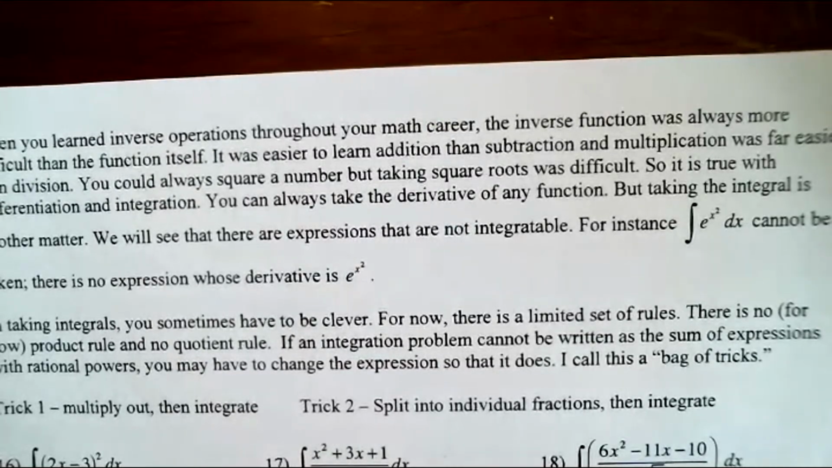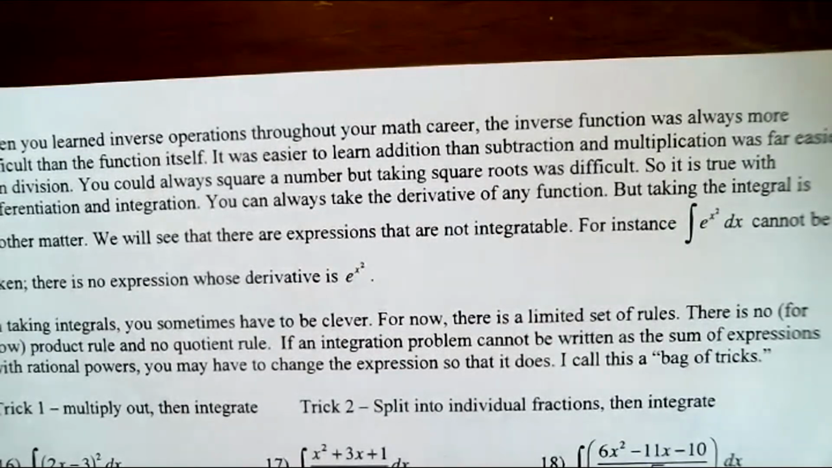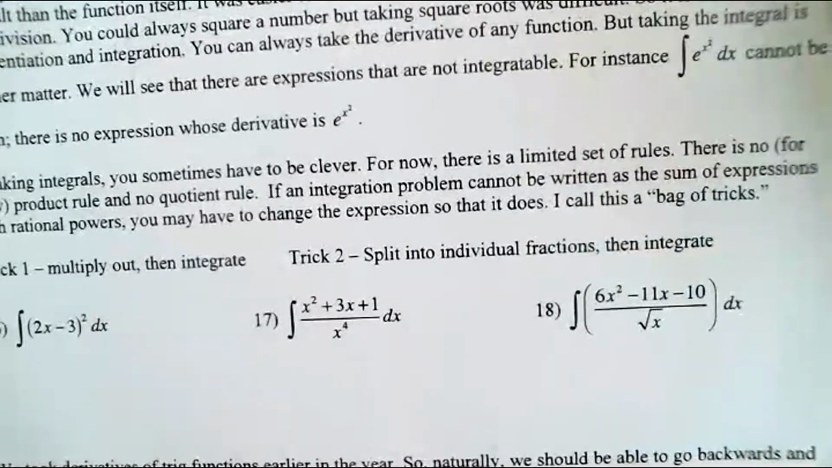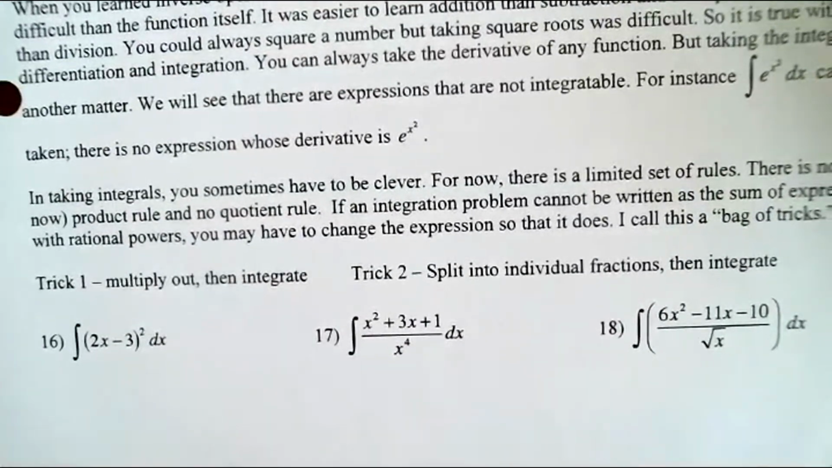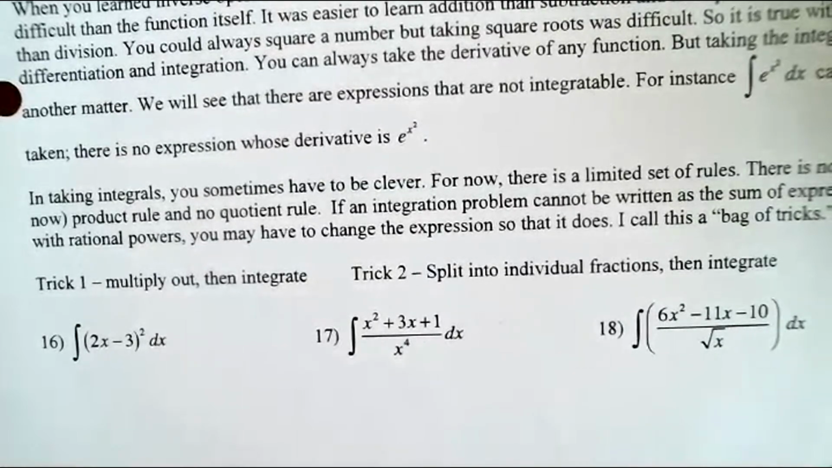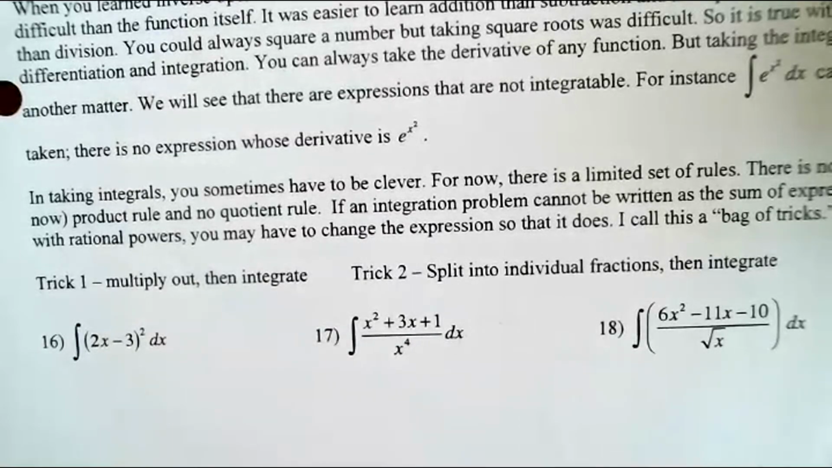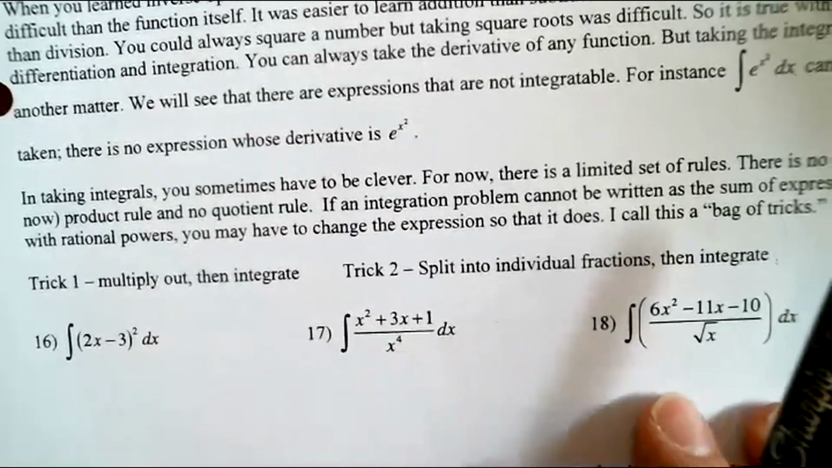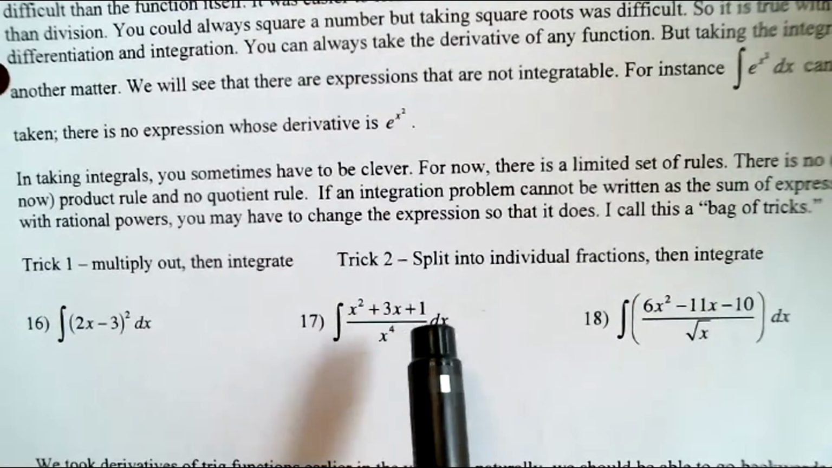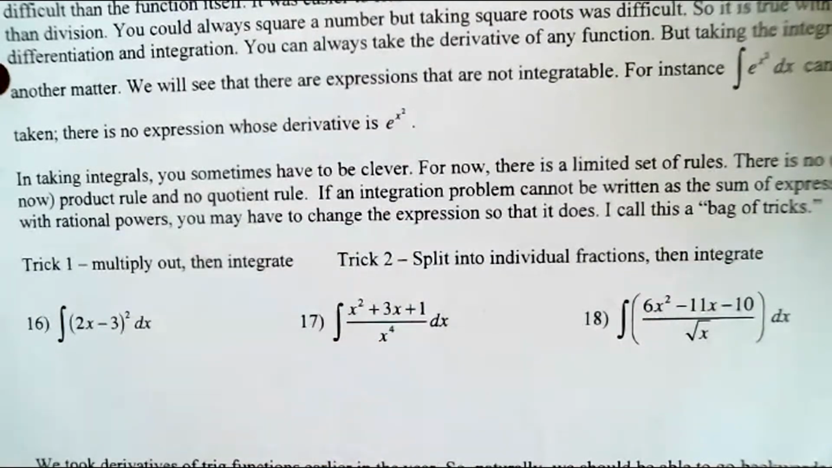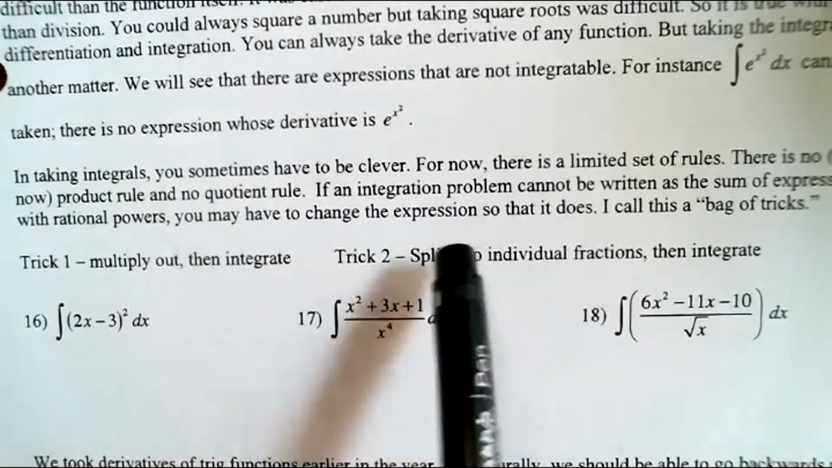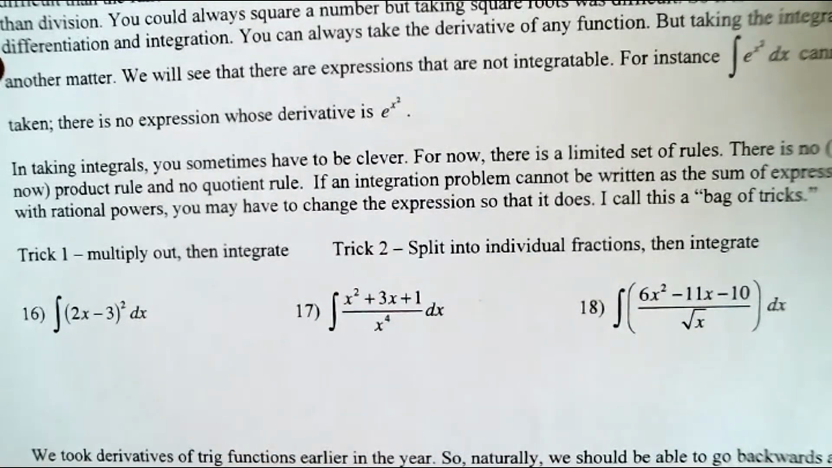And right here it calls this a bag of tricks. Trick 1, you multiply out, then integrate. Trick 2, split into individual fractions, then integrate. Okay, so a couple of different things we can do here. For instance, if we were to have something like this, yeah, 17 is perfect. If I was to have 17, there is no, oh, just do the quotient rule here. Low D high, high D low, over the low. But you can kind of split it up and do some different things, you've got to be clever with it. Break it up, split it up, do something like that.